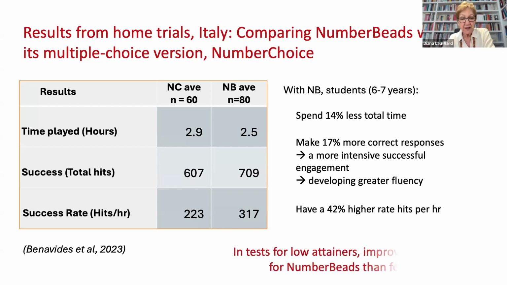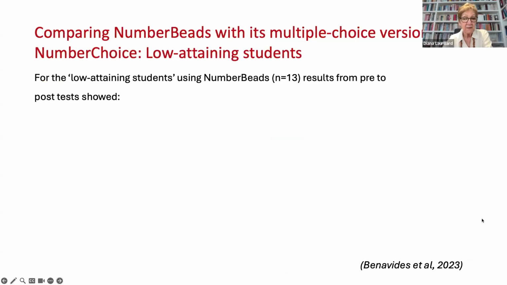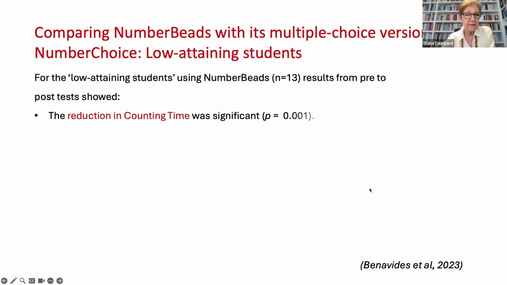So that's the kind of thing that can make it really importantly different for students who are struggling with an idea. They're not just being tested, they're being educated. They're finding out about how numbers behave. And then in tests for the low attainers, improvement is greater for number beads than for number choice. So especially for those lower groups who were helped. But in that case, the higher attaining students were helped as well.